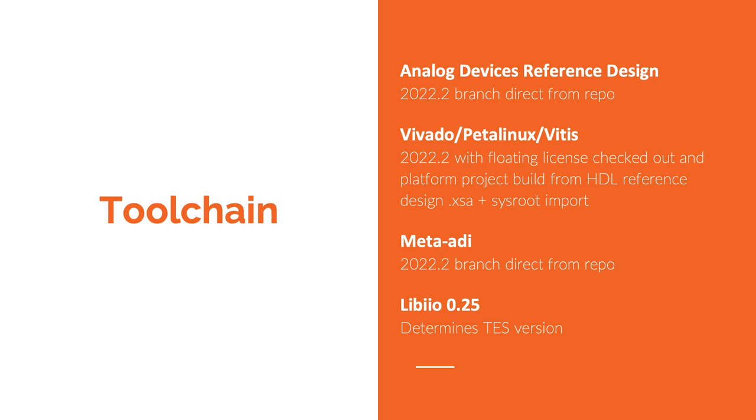Our floating license works fine. We checked it out. We did the build. The platform project for Vitis for the processor side built A-OK. What this uses is the Xilinx system archive design that you export from the HDL build. And we also used sysroot import.